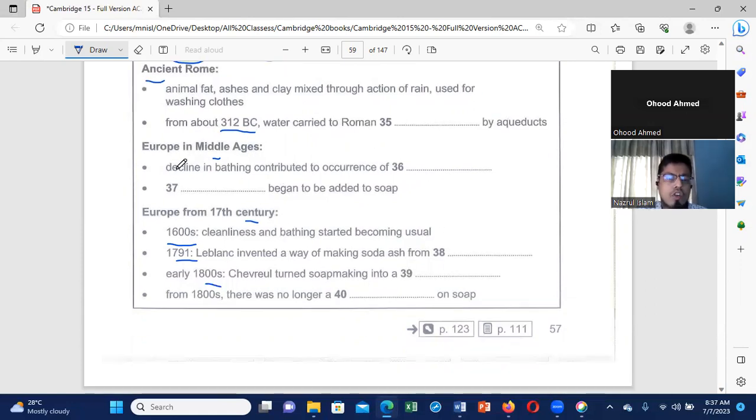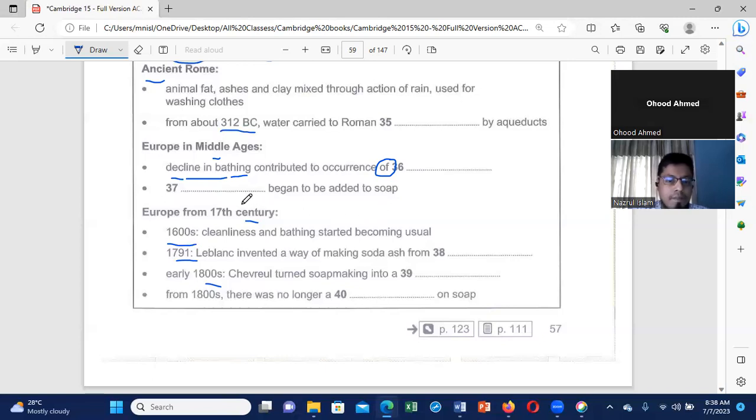Okay, let's keep going. European Middle Ages: decline in bathing, contributing to occurrence of. Now you can say something negative. Decline, why did bathing decline? Maybe they got some allergy problem as they used soap. So you can say occurrence of something, maybe a health issue, or a disease, or a specific problem like allergy, or a skin problem, or a skin disease.